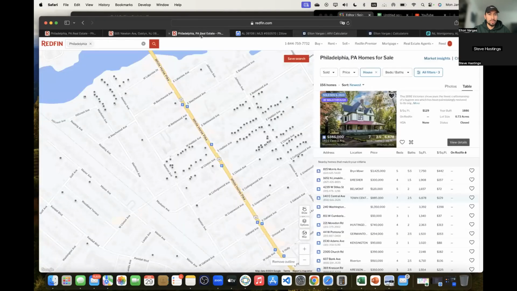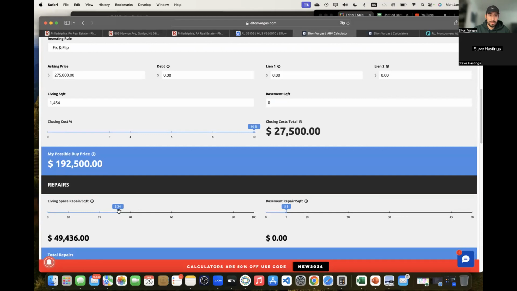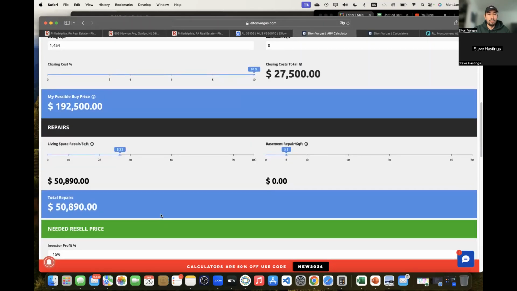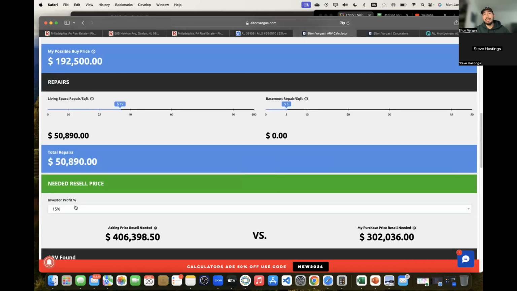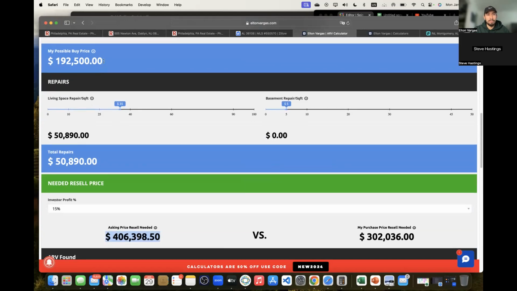And again, for this one, same thing. I'm gonna play it safe just because Philly is definitely gonna be expensive. So I'm gonna stick with that 35. I was gonna go with $30 a square foot, but I'm gonna play it safe and go with that 35 just because I know the labor is probably gonna be more expensive from here. I want at least 15% profit on my deal. So the agent is telling me the property can sell for 406, or if I were to get the property under contract for my possible purchase price of the 192, I need a resale of $302,000.